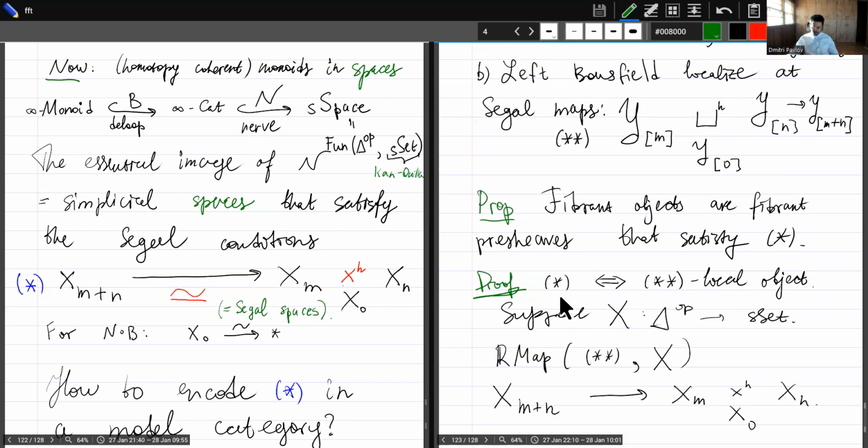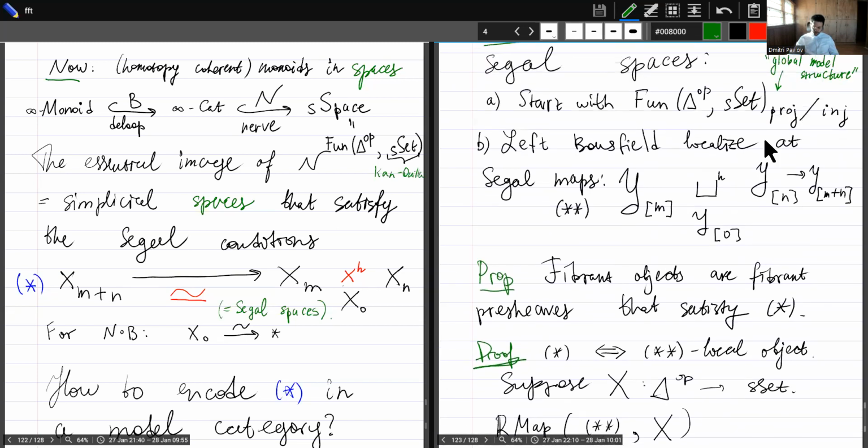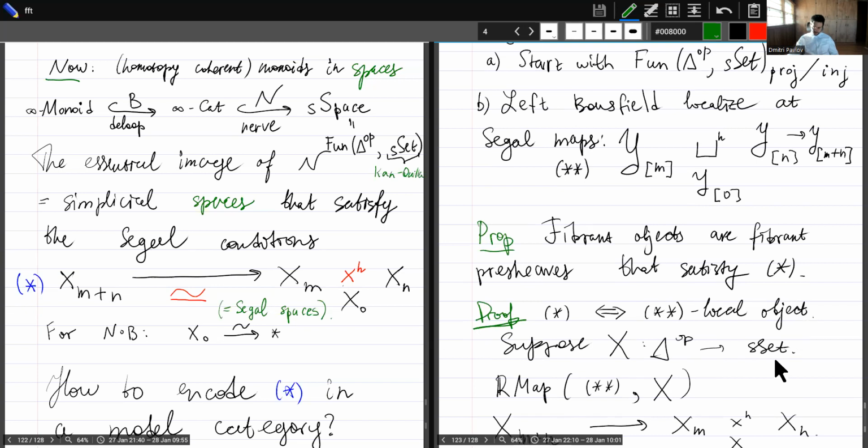Being a fibrant object in a left Bousfield localization amounts to being fibrant in the original model structure, which in our case is the global model structure. And furthermore, you must be a local object. So in other words, you must be a local object with respect to the Segal maps here. And how can we see what it means to be a local object with respect to such a map?